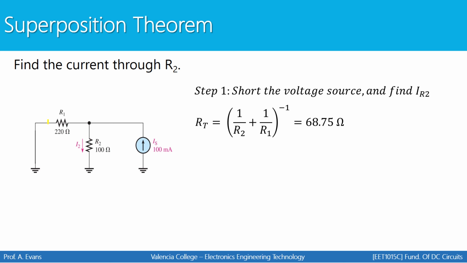So first I'll find the total resistance of these 2 resistors combined. And then I'll set up my current divider, where I have the total resistance on the top and the resistance of R2 on the bottom. Multiply by the 100 milliamps that's going into this node, and you get 68.75 milliamps flowing down.